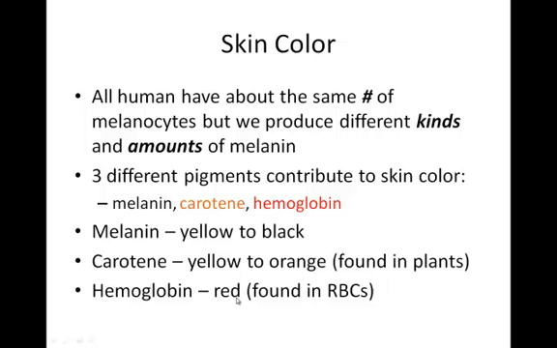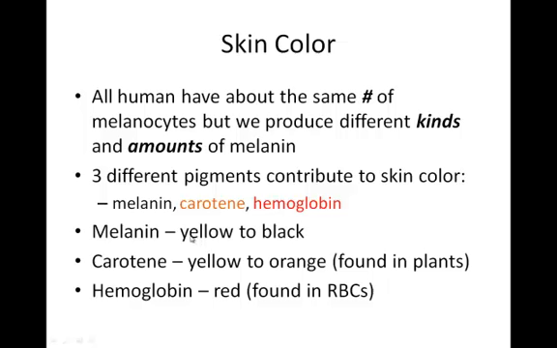Hemoglobin is another pigment. Our melanocytes don't produce hemoglobin. Our hemoglobin is actually found inside of our red blood cells. But if we don't produce a lot of melanin, say we're very, very pale, then we can see our hemoglobin that's in our blood through our skin, and so we appear pink to red. So these are the three pigments that really influence our skin color.